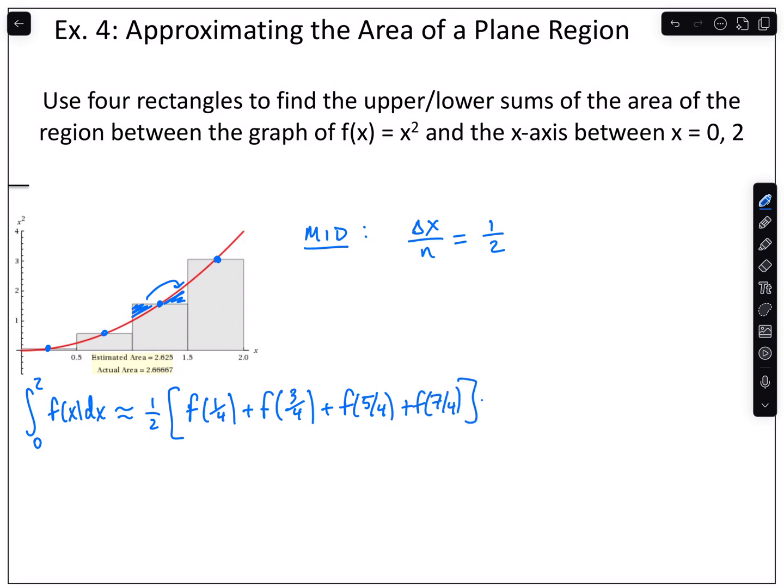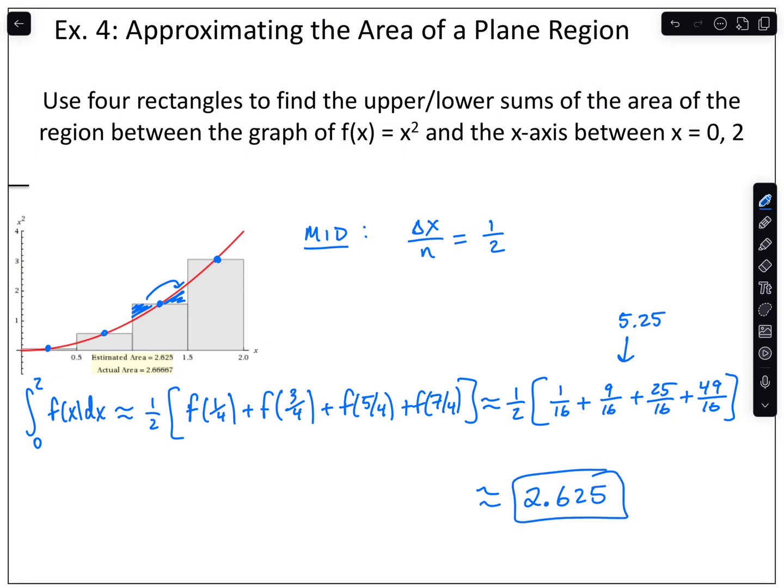Also not terrible because the function itself is still just squaring it. So I'm just going down the line. 1/4 squared is 1/16. 3/4, 9/16. 5/4, 25/16. And 7/4, 49/16. If you add everything up in that quantity, I got 5.25, and 1/2 of that, 5.25, is 2.625.